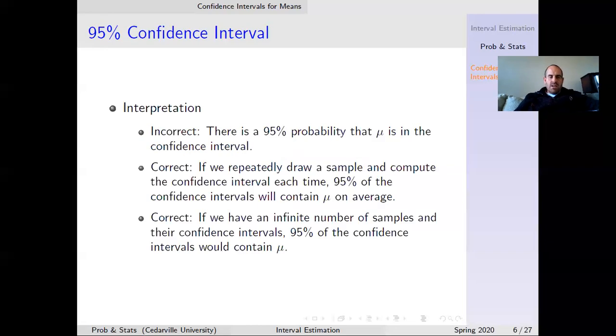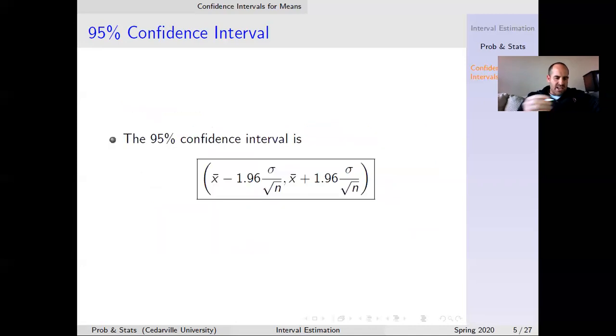So let's talk a little bit about our interpretation of what this is saying. It's technically not correct to say that there's a 95% probability that mu is in the confidence interval. You could parse that out and make an argument that it is true, but a better way to think about it is that if I were to draw a whole bunch of samples and compute the confidence interval each time, notice the confidence interval is centered at x bar. So x bar is the center of the confidence interval.